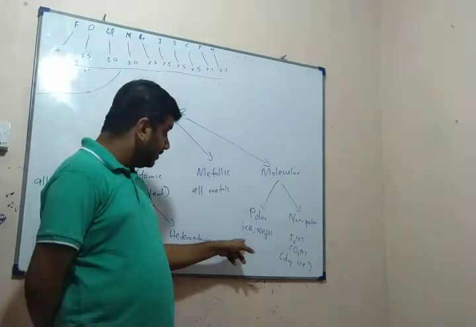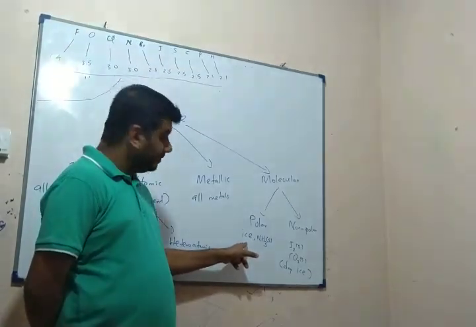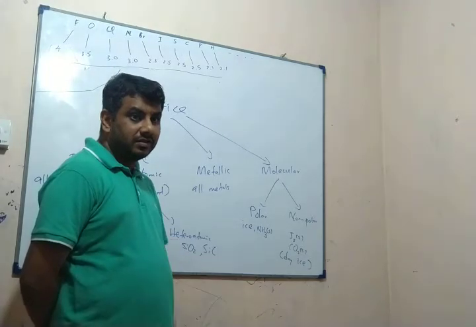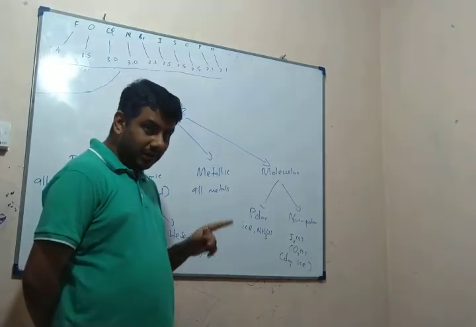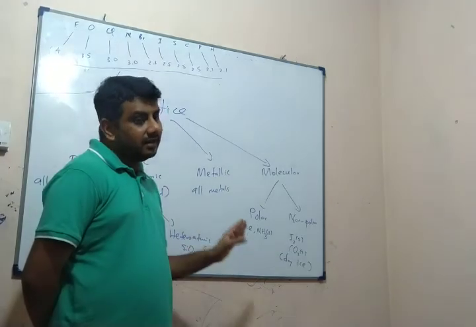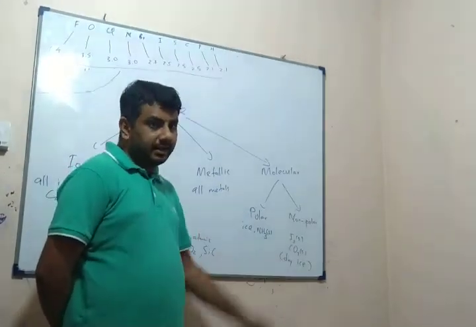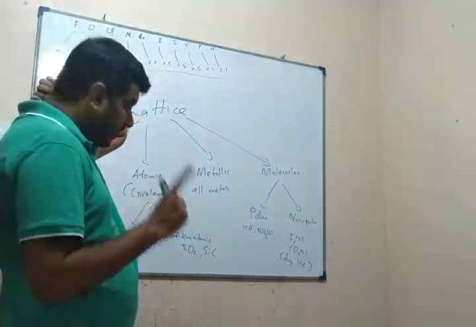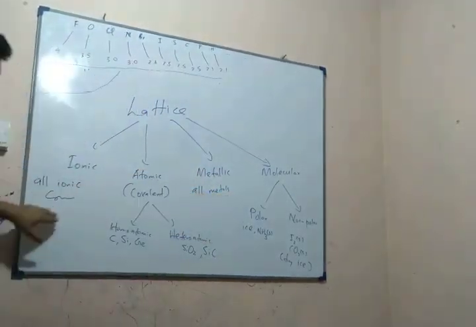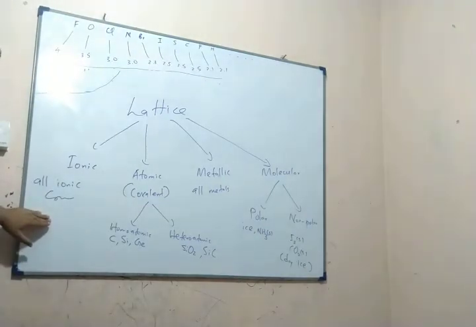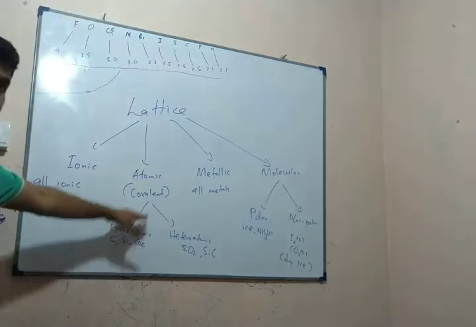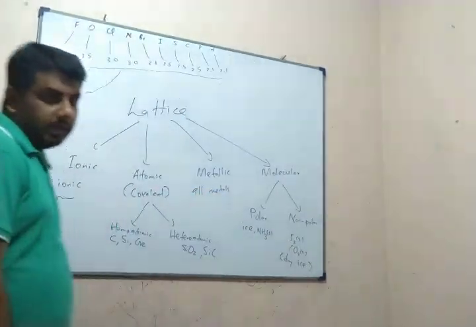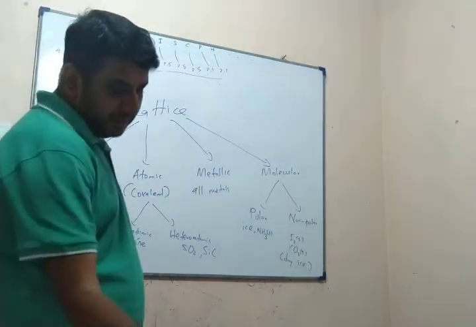Polar molecule, what kind of interaction? Dipole attraction and London dispersion force. Non-polar: only London dispersion force. So the type of interaction in these three is primary interaction: ionic bond, covalent bond, metallic bond. Here, secondary interaction.